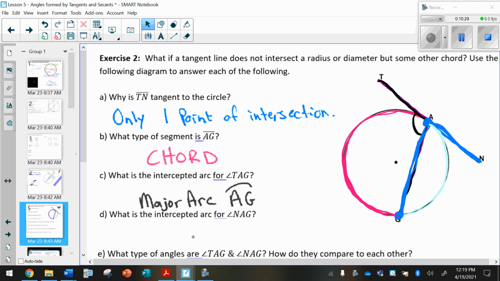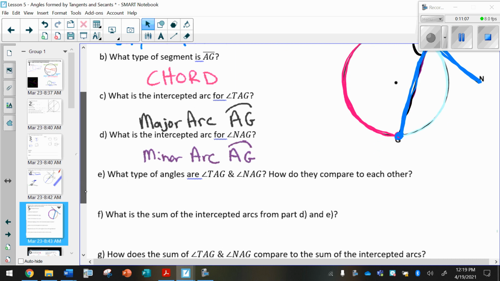Now, I told you in one of the previous lessons, I think it was lesson 4, that a major arc uses 3 letters to describe the arc because it's more than half the circle. But if there aren't 3 points there, you can't use 3 points. We use the words major arc, and then we can use the words minor arc. So minor arc AG is inscribed inside angle NAG, and then the major arc AG is inscribed inside angle TAG.